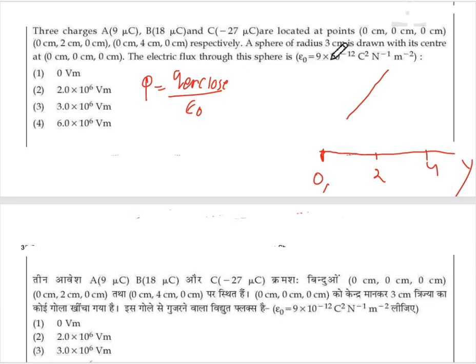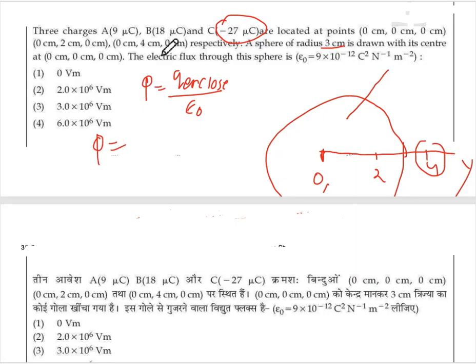Now I have to make a sphere of radius 3 centimeter. That means we have to make a circle of this type. So this part, this 27 charge, lies outside. So the total charge enclosed is 9 plus 18. So 9 plus 18, sorry, the total charge q enclosed is 27 microcoulomb, which is 27 into 10 to the power minus 6 coulomb.